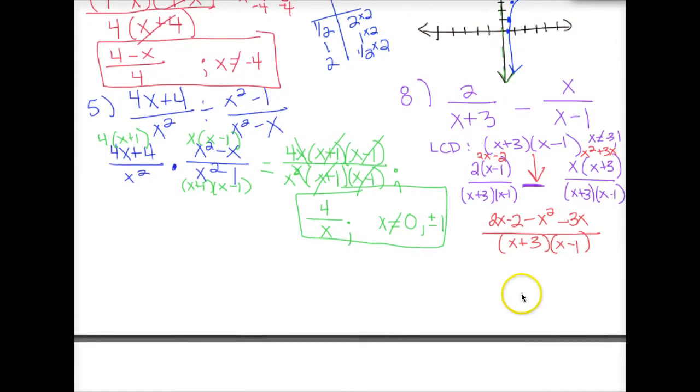All right, so now combine any like terms. I've got negative x squared. I've got a negative 3x and a positive 2x, which gives me a negative x. And then I've got a negative 2.